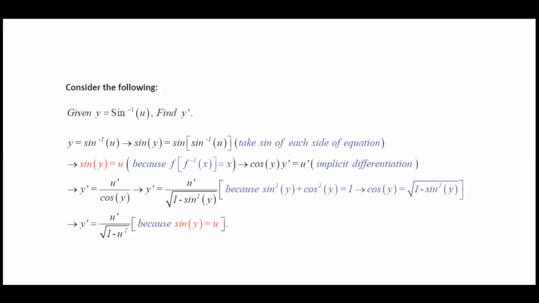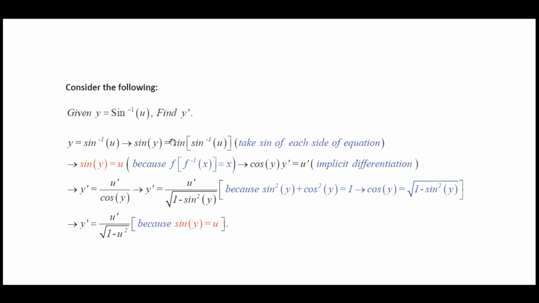So now let's see if we can find a formula for the derivative of the inverse sine of u. We want y prime. Now notice as we go through this, we're going to basically do the same thing we did for the inverse tangent. Start out by stating the problem. Then we're going to take the sine of each side of the equation. Remember, earlier we took the tangent of each side of the equation.